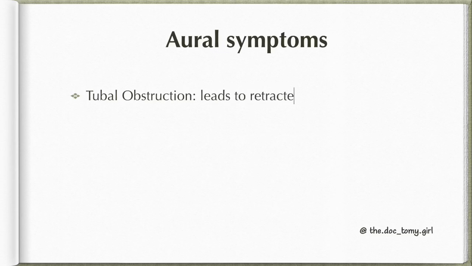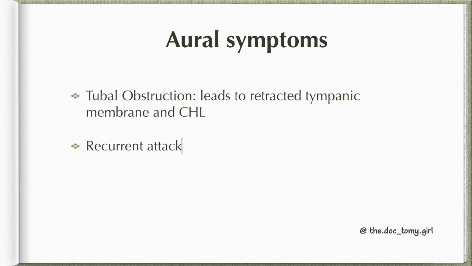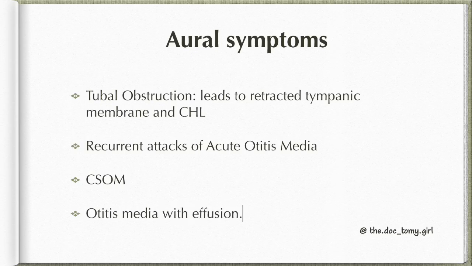So next to the oral symptoms. First is tubal obstruction, which leads to a retracted tympanic membrane and conductive hearing loss. Next, recurrent attacks of acute otitis media may occur, chronic suppurative otitis media may occur, and otitis media with effusion may be present.